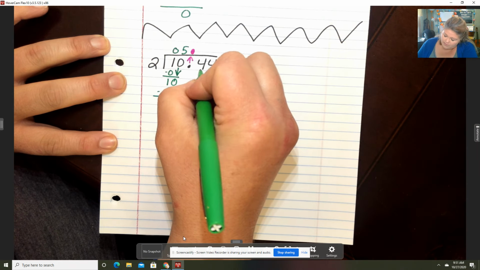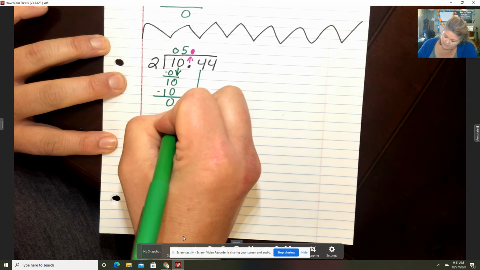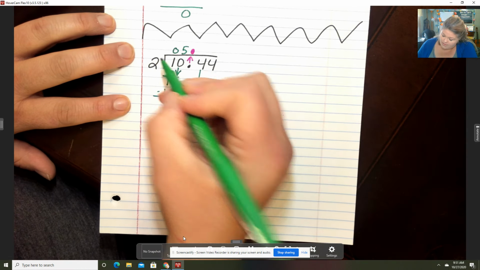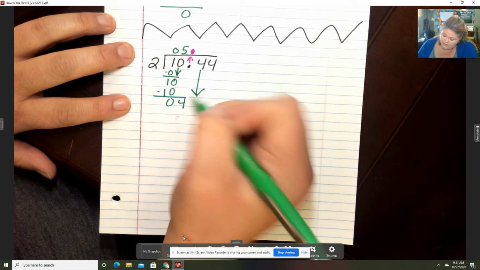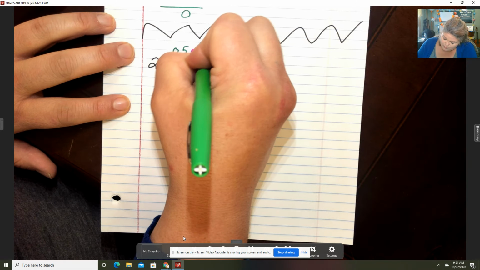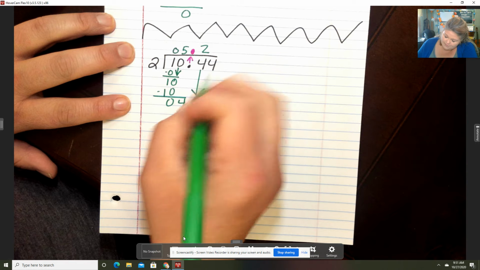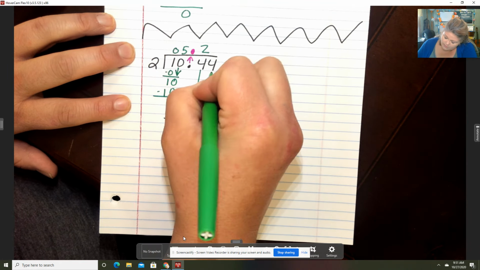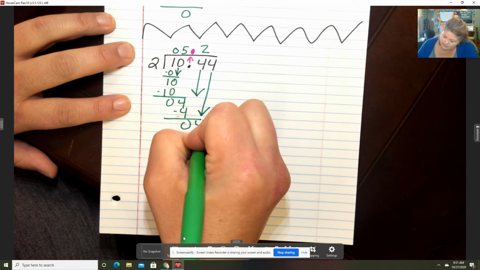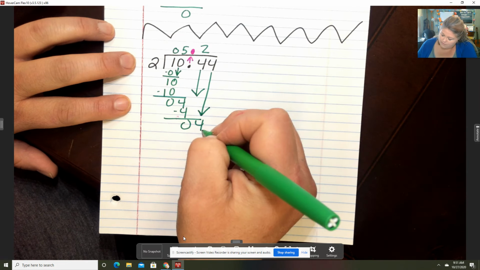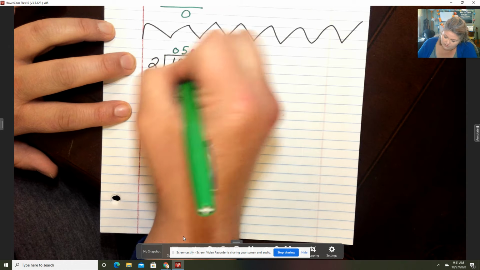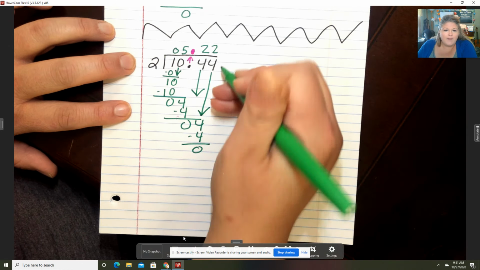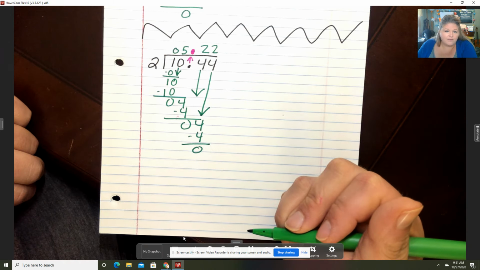Now we have to come over a little bit to bring that 4 down, because it's all the way over there. But now we're ready to go again. 2 goes into 4 2 times. You put your 2 over that 4. 2 times 2 is 4. Now you subtract, and that's 0. You bring down that other 4. 2 goes into 4 2 times. 2 times 2 is 4. I subtract. I have 0. I have nothing left to bring down. Okay.